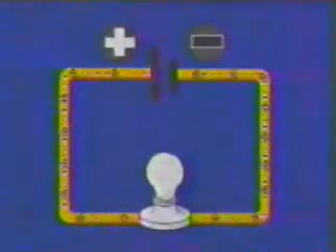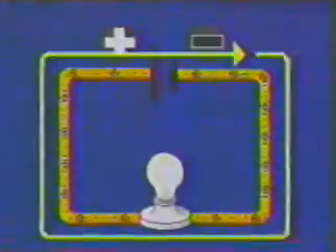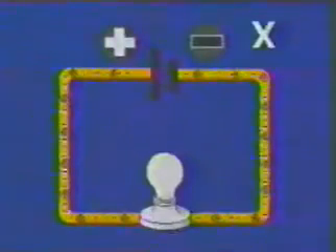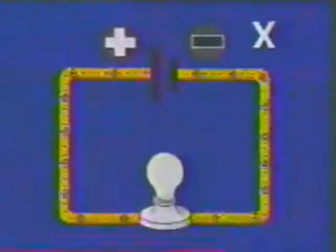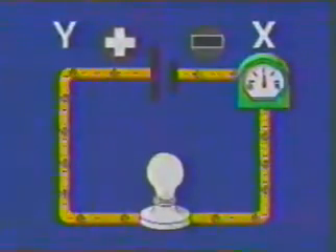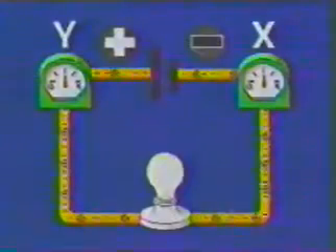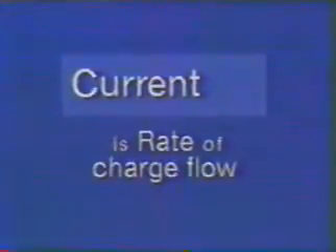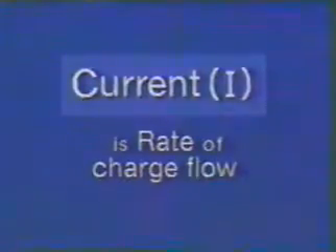Since there is only one path in this circuit, the number of electrons passing a specific point X in the circuit within a specific interval of time must equal the number of electrons passing point Y within the same period of time. The word current is used to denote this rate of charge flow. It is given the symbol I and is an important characteristic of a circuit.